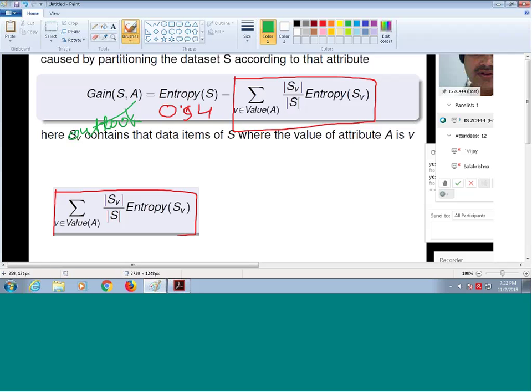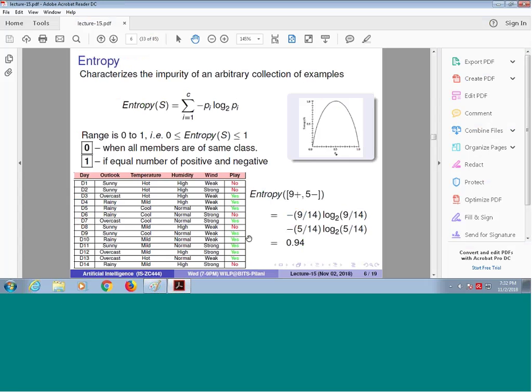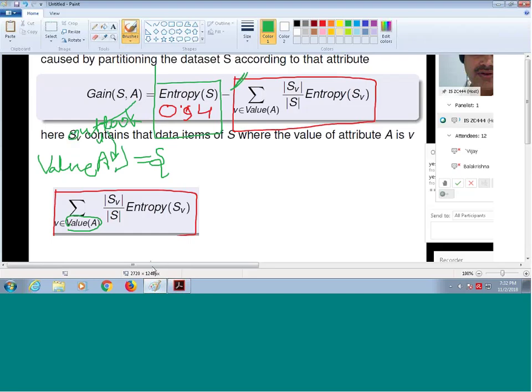For outlook, we know that the entropy of S is a fixed thing, but this part we want to find out the value of. It says: what is the value of A? A is outlook. The values of outlook means all the possible values: sunny, overcast and rainy. Only 3 values are possible.